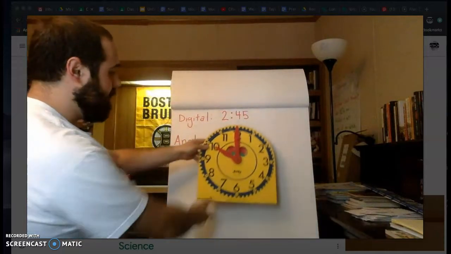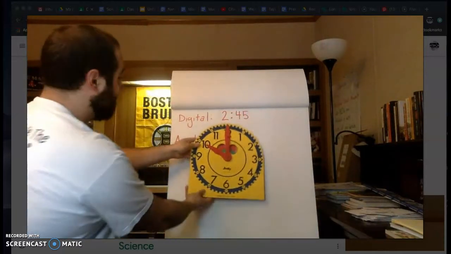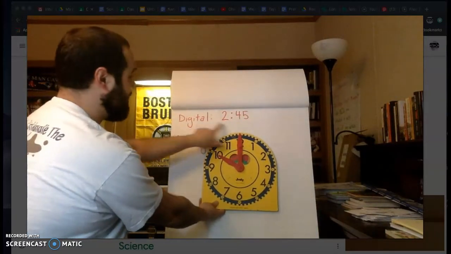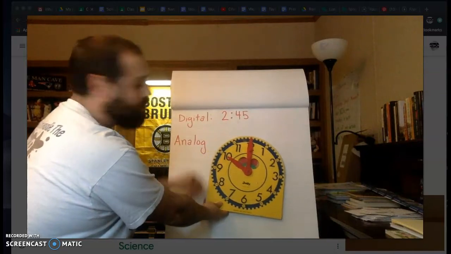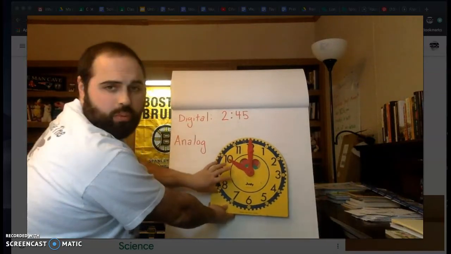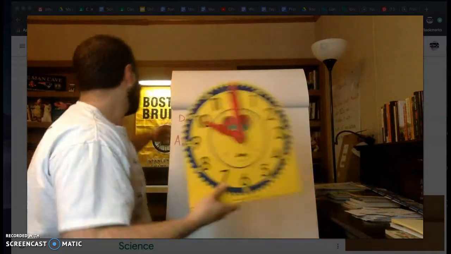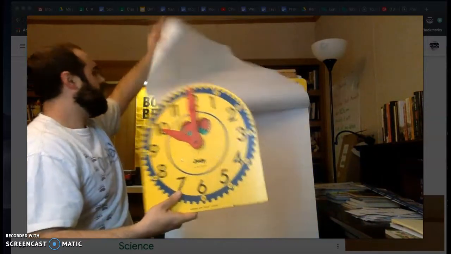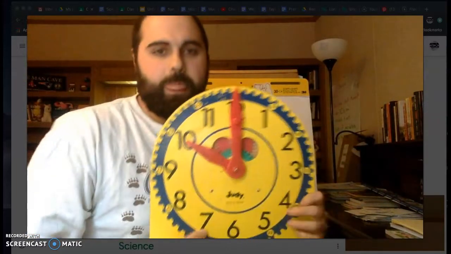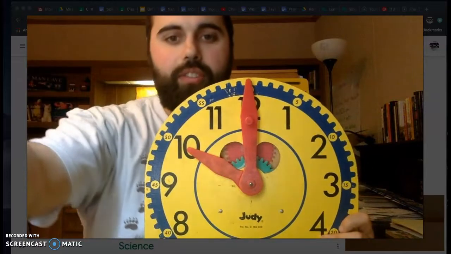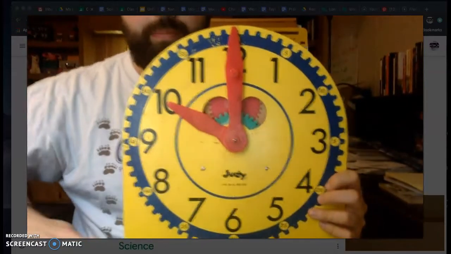So you can see right off there are huge differences between an analog and a digital. Digital just gives you the time. An analog, you need to read the clock to figure out what's going on with it. So let's dive right into this clock right here. So let's take a peek at it and see what we notice.